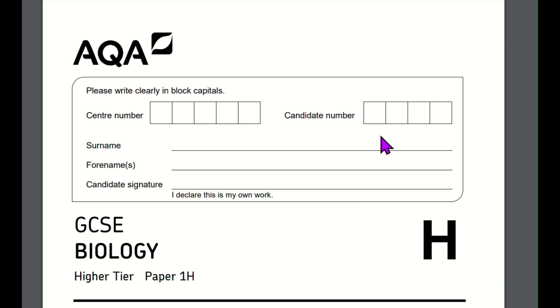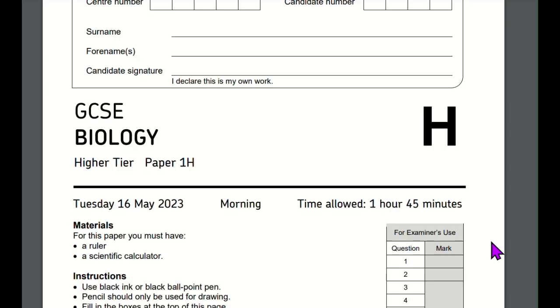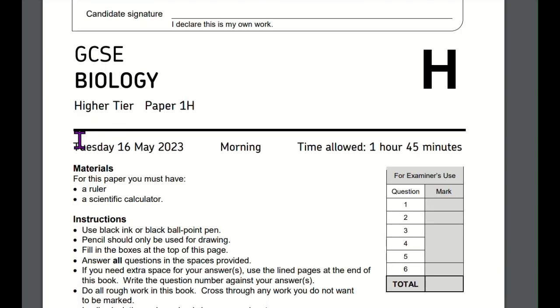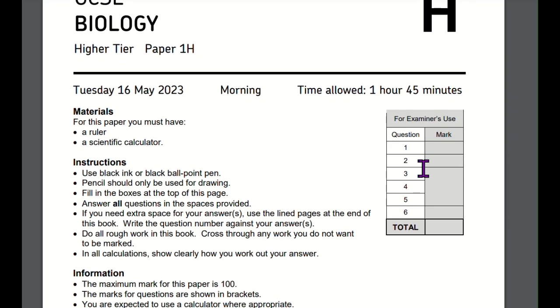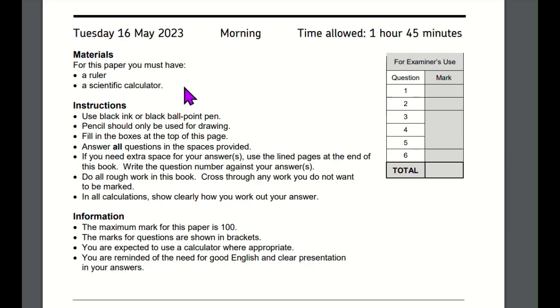Before we start, make sure that you fill in all your relevant information at the start of an exam or your paper will be voided. Make sure that you have the correct equipment in front of you and that you have read all the information on the front of the paper and that you are sitting the correct paper. If at any point you feel like it's not the correct paper, put your hand up and an invigilator will come and check for you. Make sure you have a ruler and a scientific calculator and a black ink or ballpoint pen.